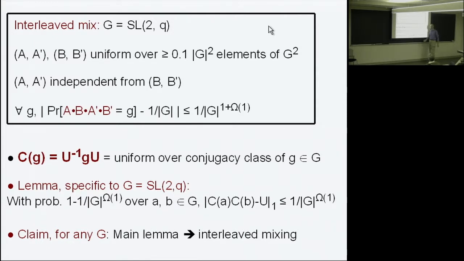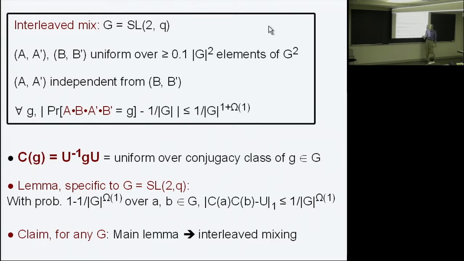So the lemma, which is specific to this group here, as I said, 2Q, is the following: if you sample two uniform elements from the group, then with high probability, the distribution CA times CB, which means you get a uniform element from the conjugacy class of A and multiply it by a uniform element of the conjugacy class of B, is going to be very close to uniform in L1 distance. So the conjugacy classes are nice. If you pick two random conjugacy classes, then with high probability of the choice, if you pick random conjugates, you get something very close to uniform over the entire group.